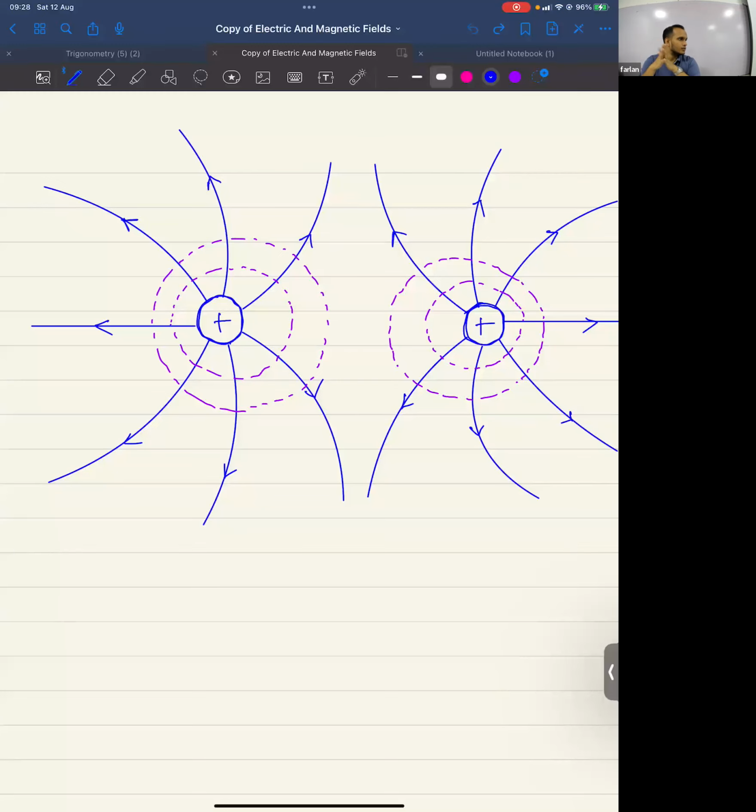Only the electric field, don't draw the potential lines. So which are the potential lines? The dotted lines are the potential lines, don't draw that. Okay. Yeah, okay.